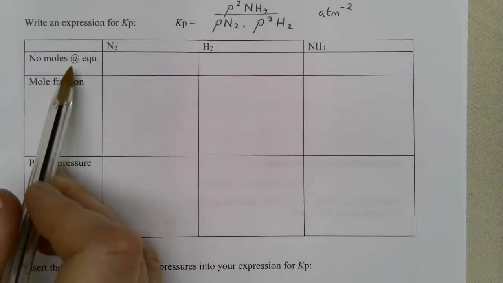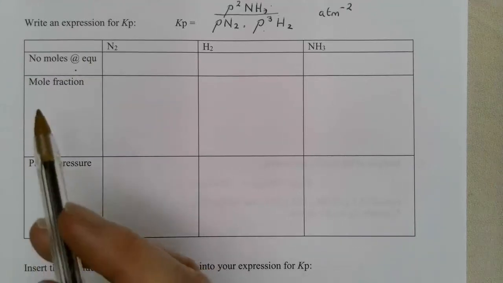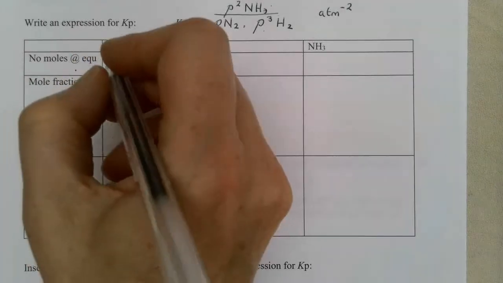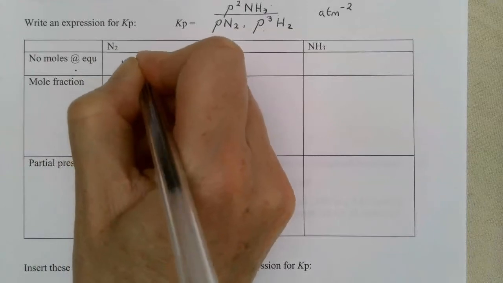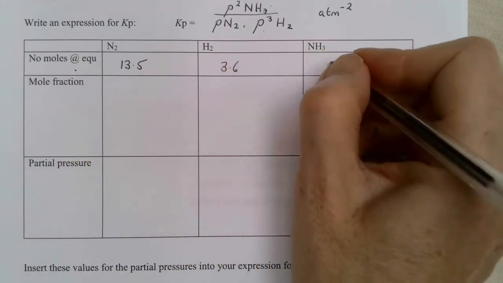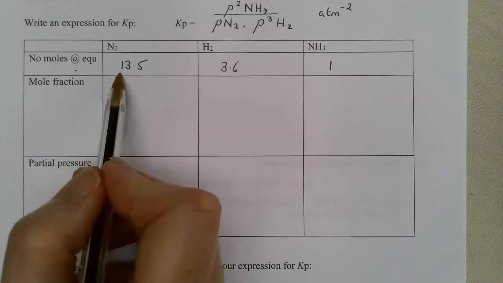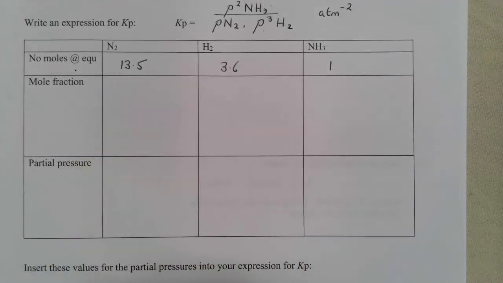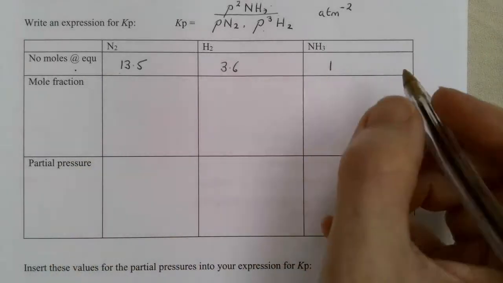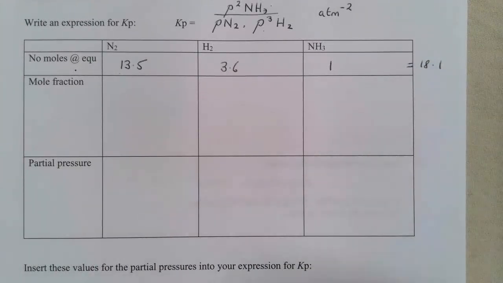So we've been given the moles at equilibrium, so there's no need to do the first part of the ICE table. We're just going to put in the number of moles. So nitrogen, I've got 13.5 moles, hydrogen 3.6 moles, and I've got 1 mole of ammonia. Now, to work out the partial pressure, I first need to work out the mole fraction. So that's the moles that I have divided by the total number of moles. Well, the total number of moles, if I add all these up, it equals 18.1 moles.